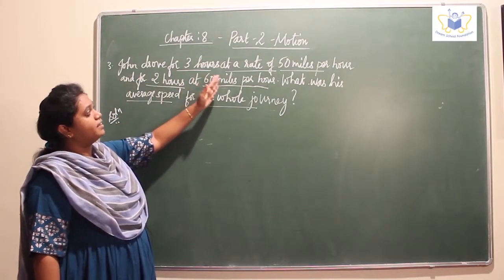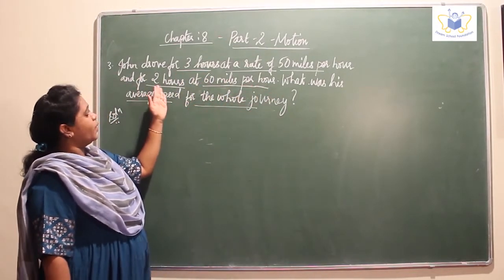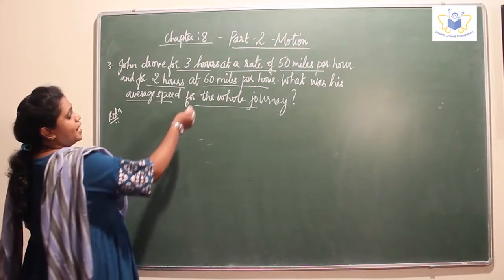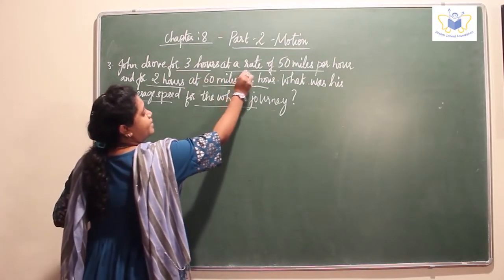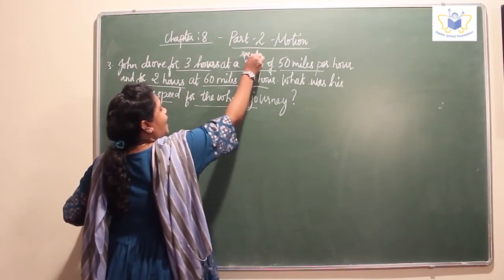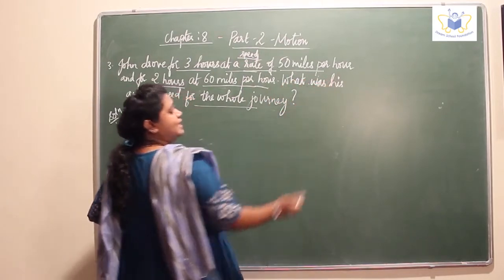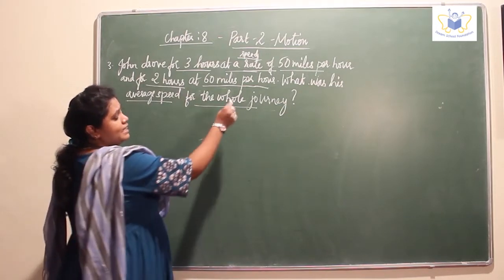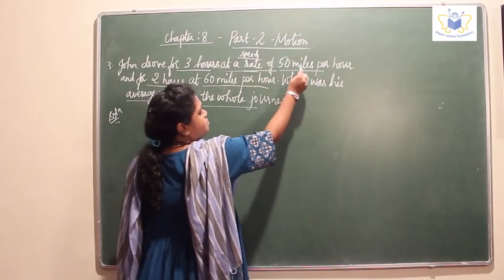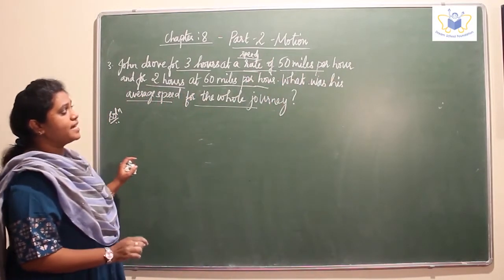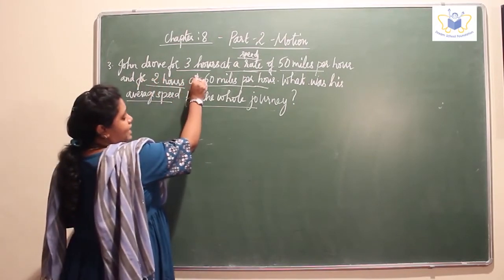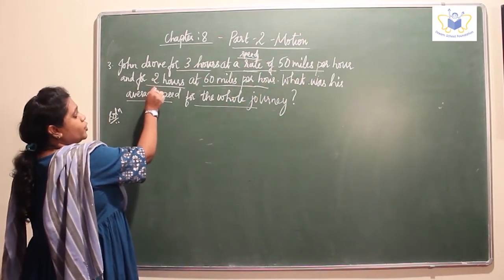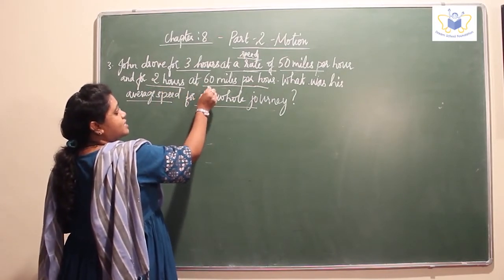John drove for 3 hours at a rate of 50 miles per hour and for 2 hours at 60 miles per hour. What was his average speed for the whole journey? So in the first time he drove the car 3 hours at a rate. Rate means speed here, and this problem is given in miles per hour. Till now we saw speed expressed in meters per second and kilometers per hour. But in this problem they have expressed the speed in miles per hour, and this is also one of the units of speed. So John drove for 3 hours at a speed of 50 miles per hour, and again for 2 hours he drove the car at 60 miles per hour.